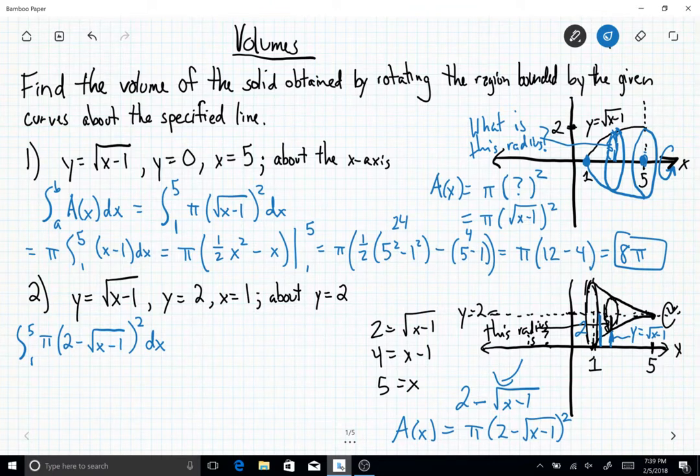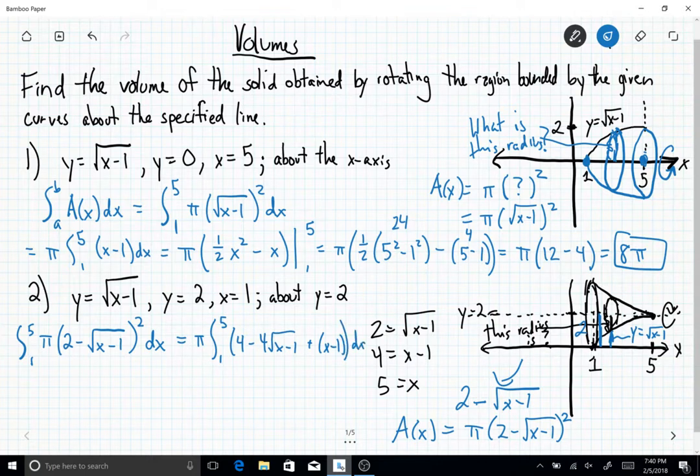So when we take a look at this problem, where do we go from here? Well, what we end up getting is something like this. We've got to actually expand this. We'll pull the pi out in front, and then we're going to square the first term, square that last term, and then we take 2 times the product of the 2 terms, just by completing those squares. So we'll get 4 minus 4 times the square root of x minus 1. And then plus, when we square the square root of x minus 1, we get plus x minus 1 dx. So hopefully that made sense. If not, let me know.